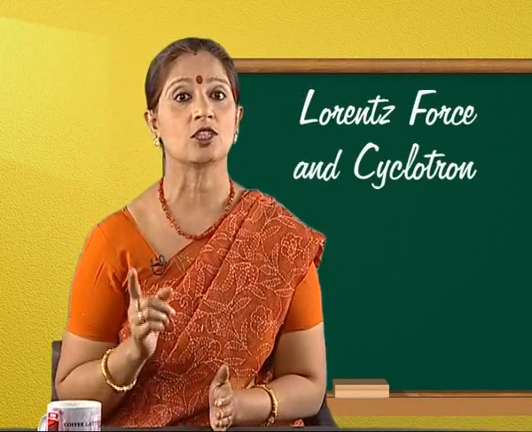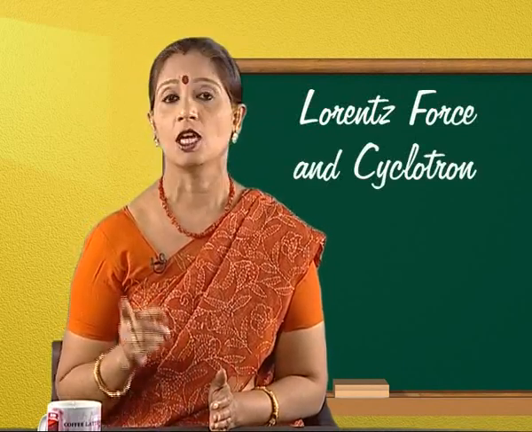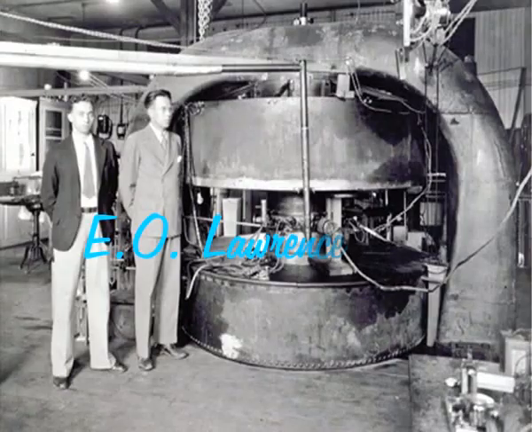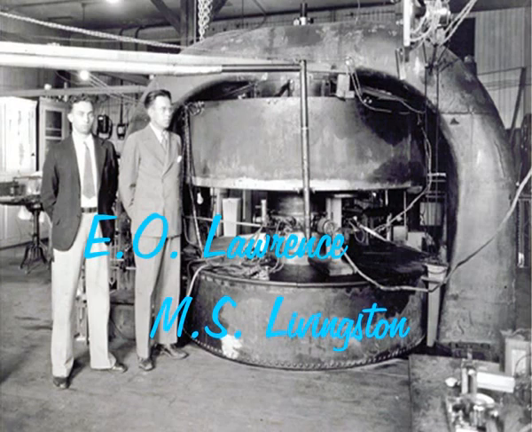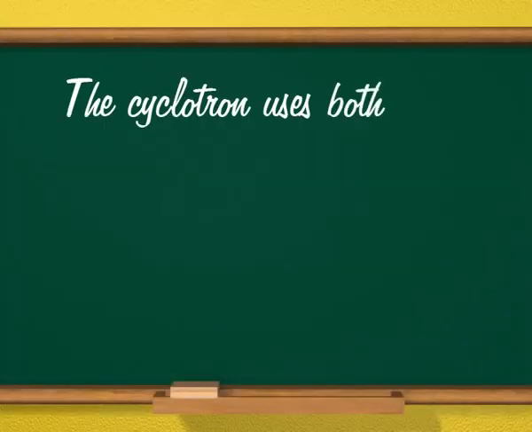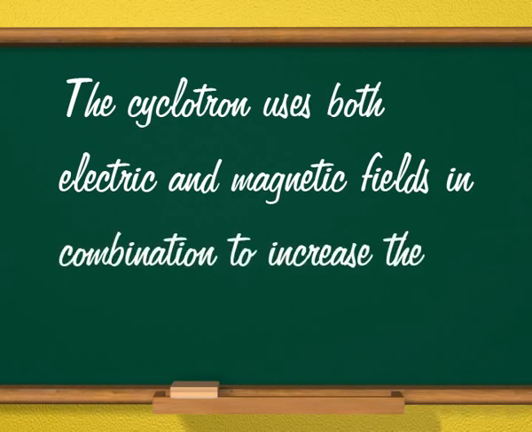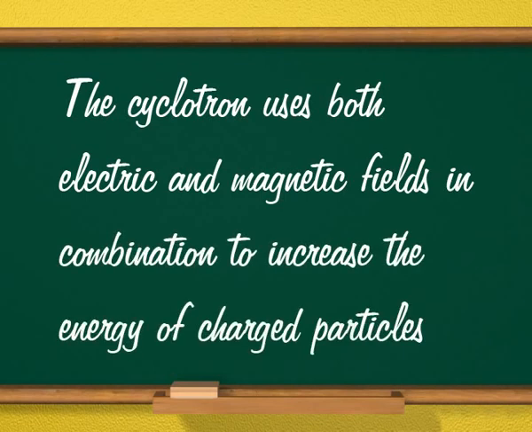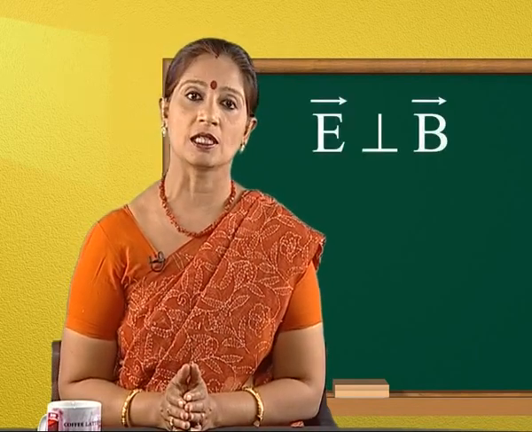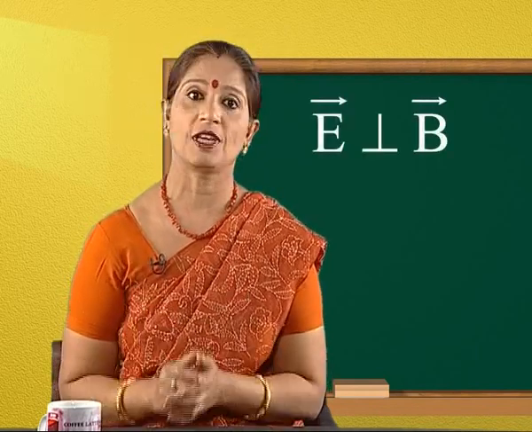The cyclotron is a machine to accelerate charged particles or ions to high energies. It was invented by E. O. Lawrence and M. S. Livingston in 1931 to investigate nuclear structure. The cyclotron uses both electric and magnetic fields in combination to increase the energy of charged particles. As the fields are perpendicular to each other, they are called crossed fields.